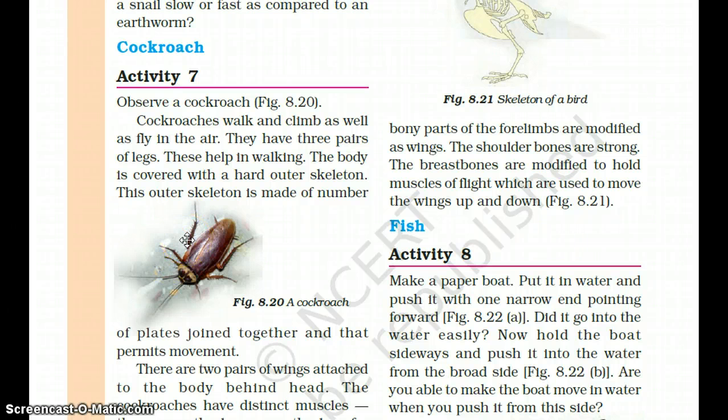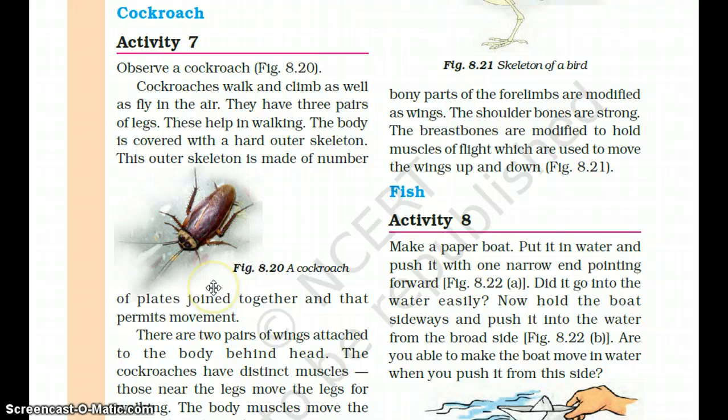The body of cockroach is covered with a hard outer skeleton, and it is made up of a very special substance called chitin. It is hard and the name is chitin, C-H-I-T-I-N. And the jointed legs help them in movement. Now cockroach have two pair of muscles. One pair is attached to the legs, and these muscles help in walking, while the other pair of muscle is present near the wings, and they help in flying.